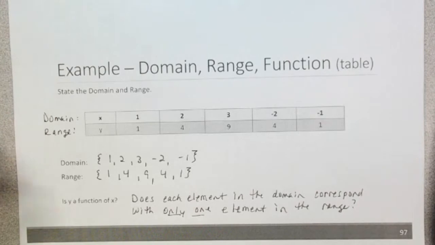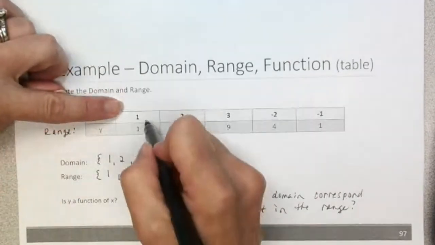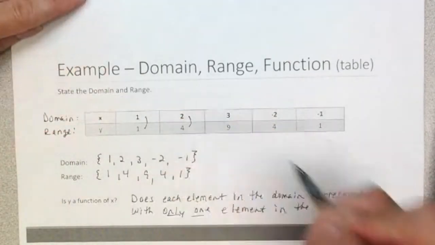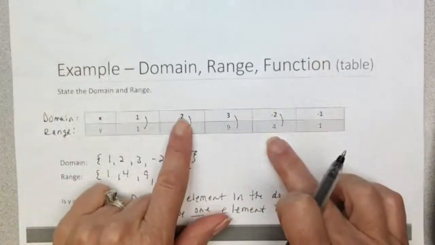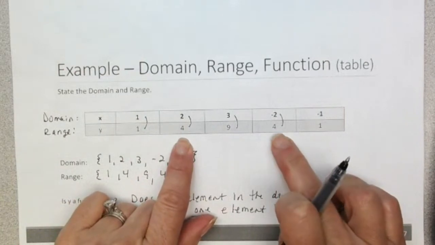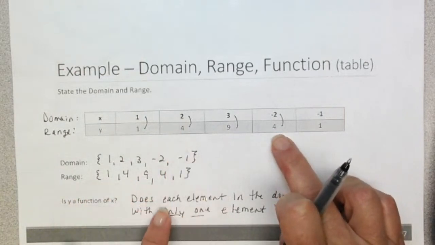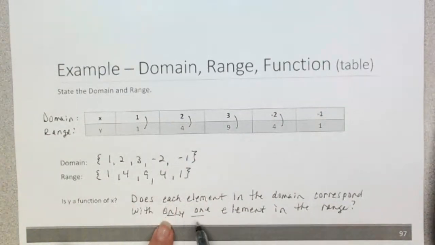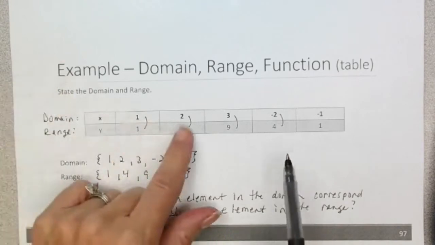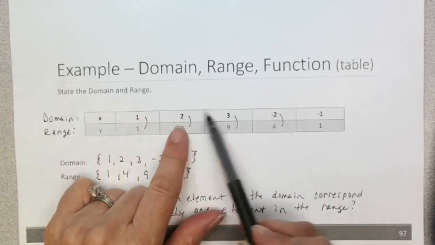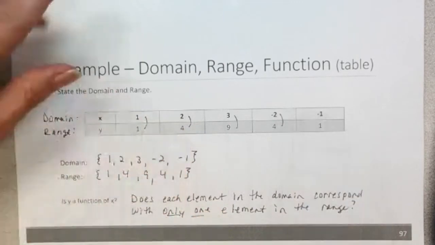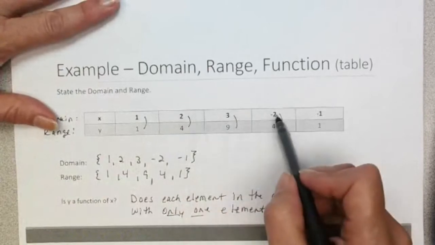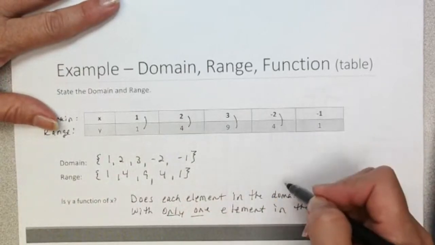Well, let's see. Does each element in the domain correspond with only one? Well, 1 corresponds with 1, 2 corresponds with 4, 3 with 9. -2 also corresponds with 4, just like 2 does. What does that mean? Does that mean this is not a function? No, look at the definition. Each element of the domain corresponds with only one element in the range. It doesn't matter that 2 different elements of the domain, 2 and -2, correspond to the same element in the range. That's fine. But I couldn't have another -2 that corresponded to something different.